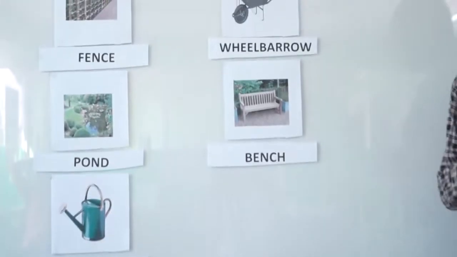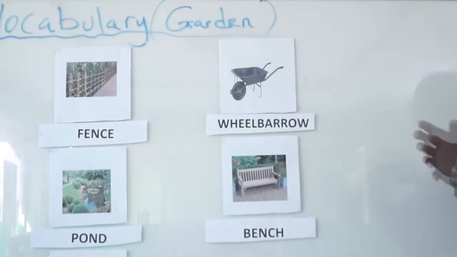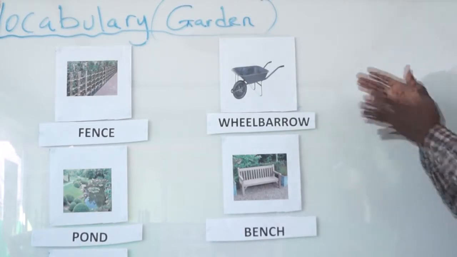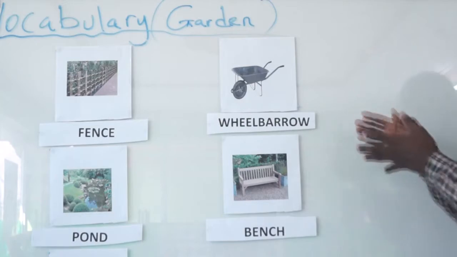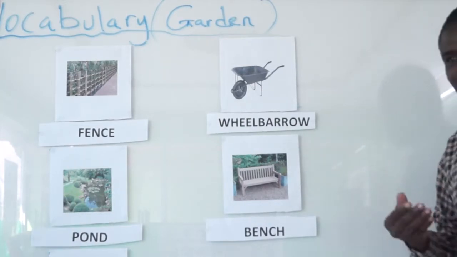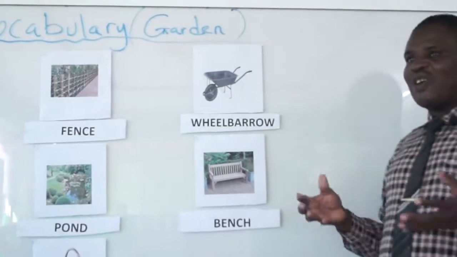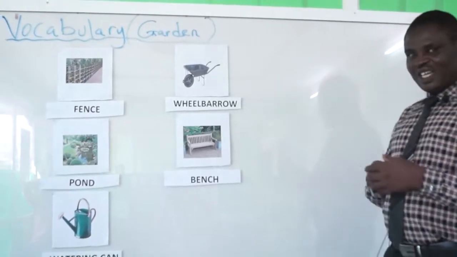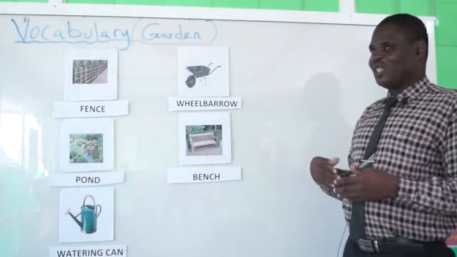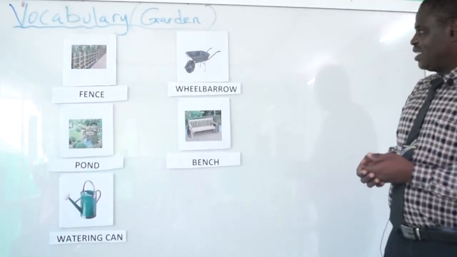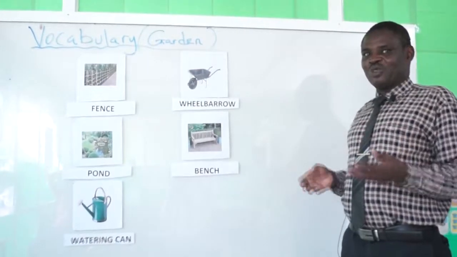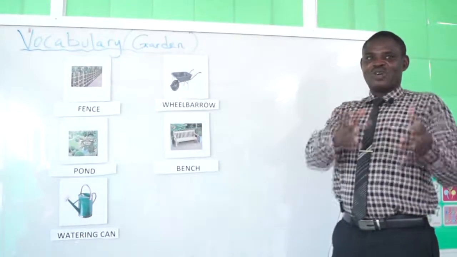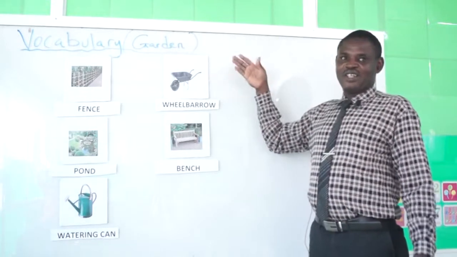Wheelbarrow. Another tool that is mostly found in the garden, which helps the workers to carry goods, items such as flowers and other things to use for daily work in the garden. And wheelbarrow is a very important tool that helps them to work very easily, transporting items from one location to another for the beautification of the garden.